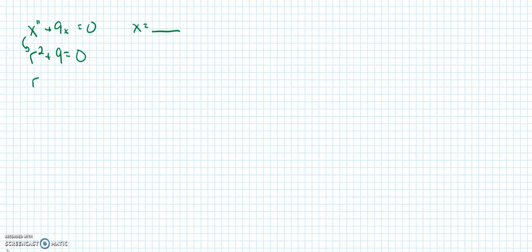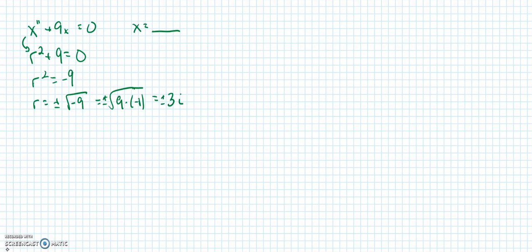That gives me r squared equals negative 9, which gives me r equals plus or minus, I'll write this as root negative 9, which is root 9 times negative 1, which is 3, and then i. And all these have plus or minuses on them, like that. So my r is plus or minus 3i.